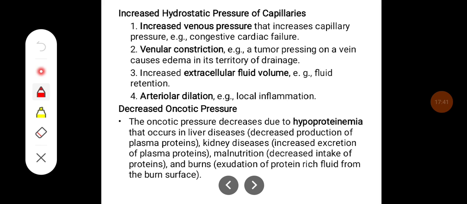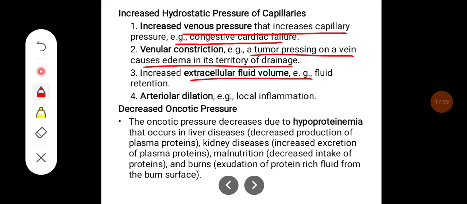Increased hydrostatic pressure occurs when there is increased venous pressure, for example in case of congestive cardiac failure, and also when there is venous constriction, such as a tumor pressing on the vein, which causes edema in its territory of drainage. Increased extracellular fluid volume or retention can lead to increased hydrostatic pressure, and arteriolar dilatation because of local inflammation increases the pressure.